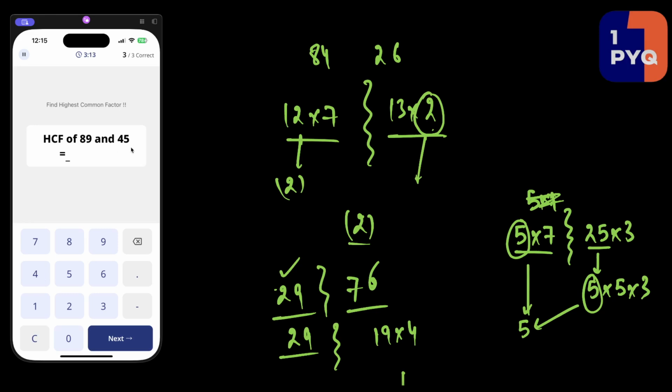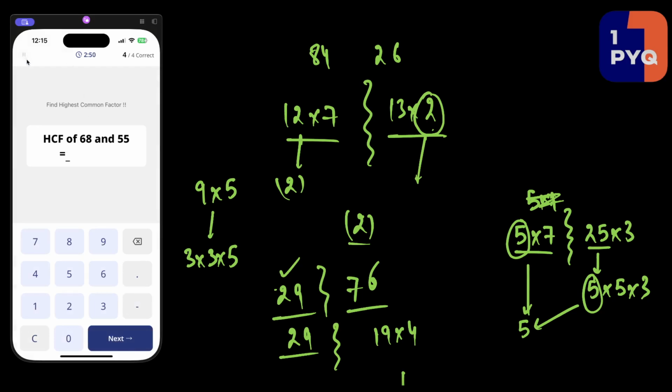Similarly, in this case, 89 and 45, 45 is made up of 9 and 5. If I break it down further, we get 3 into 3 into 5, and 89 isn't divisible by 3 and it is still not divisible by 5. So there is no common factor that comes into the question. So the answer is going to be 1.